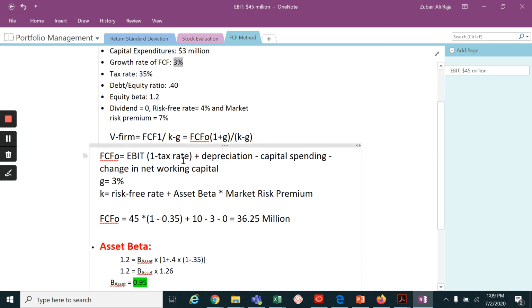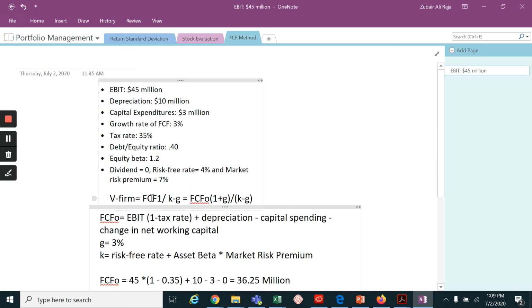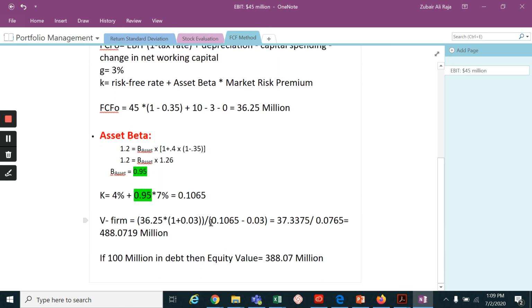This is the growth rate of the free cash flow, and the free cash flow by the end of the first period we can compute over here. So 36.25 was the cash flow right now, multiplied by 1 plus the growth rate, the whole divided by the discount rate minus the growth rate. If you solve it, you'll find 488.07 million.